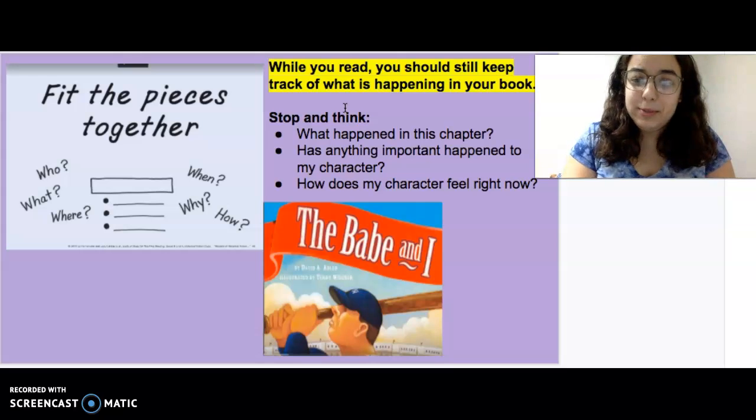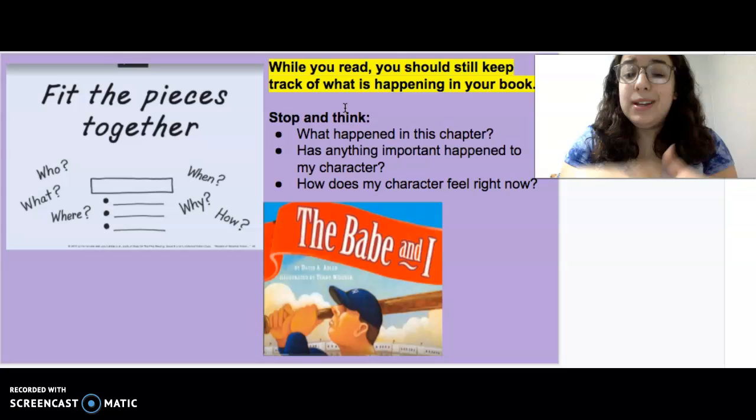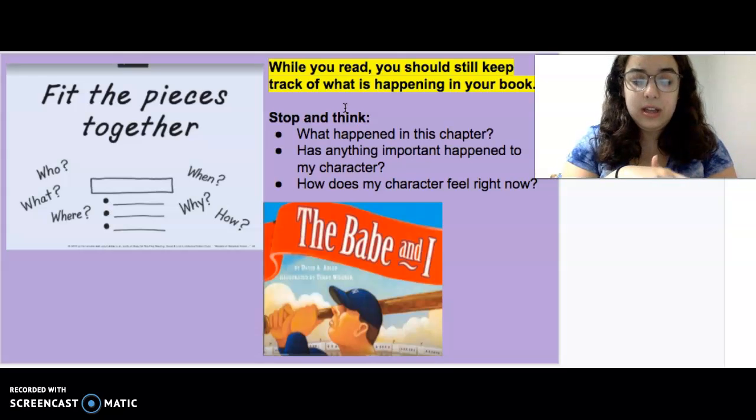So I'm going to read you the first part, and while I read you the first part, stop and think, what's happening in this part of the book? What is happening in this section? What important thing is happening? What are my characters feeling?